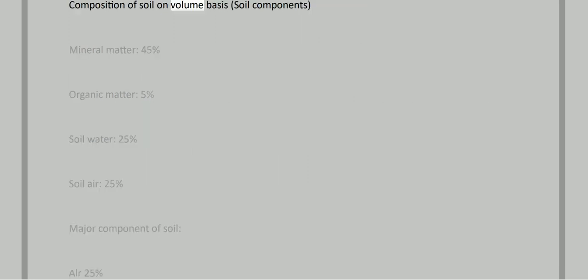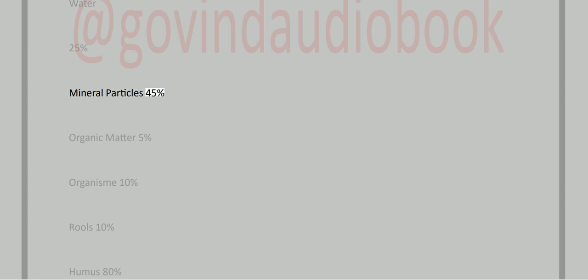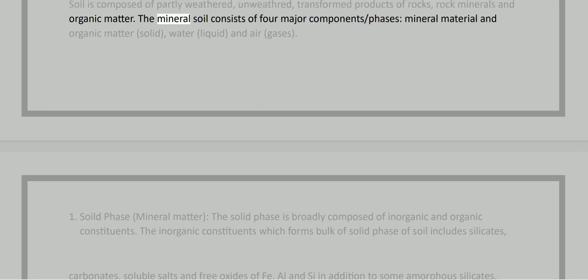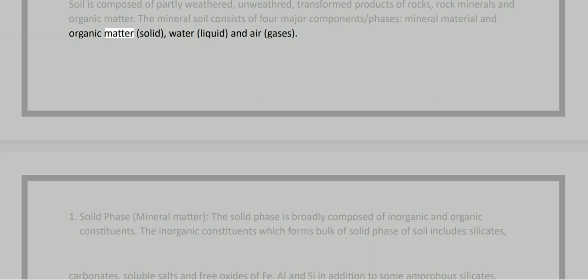Composition of soil on volume basis. Soil components: mineral matter 45%, organic matter 5%, soil water 25%, soil air 25%. Soil is composed of partly weathered, unweathered, transformed products of rocks, rock minerals and organic matter. The mineral soil consists of 4 major components: mineral material and organic matter, solid; water, liquid; and air, gases.